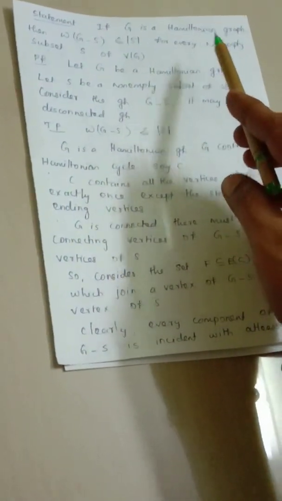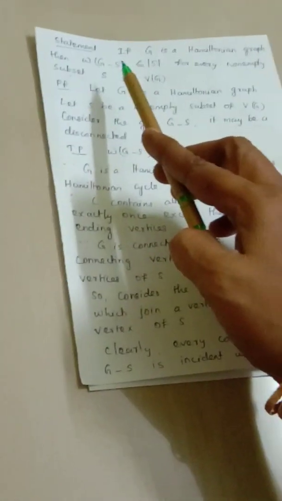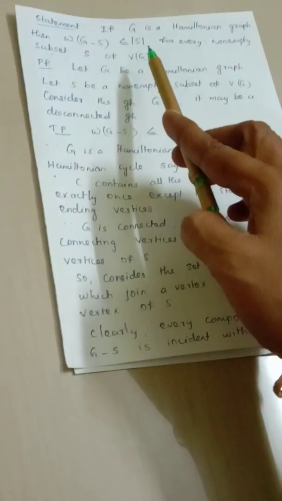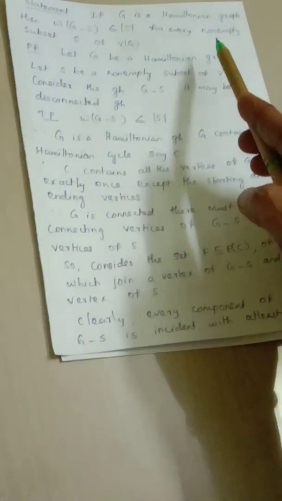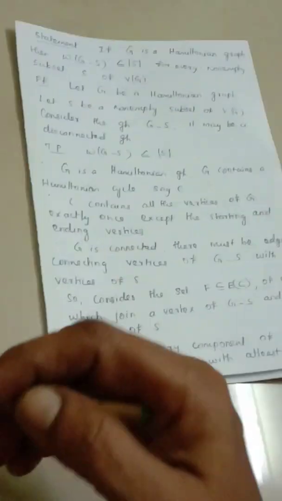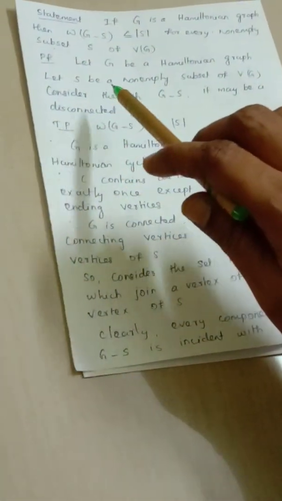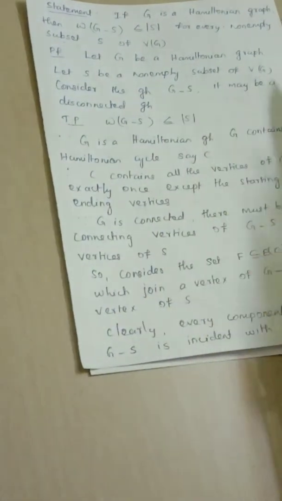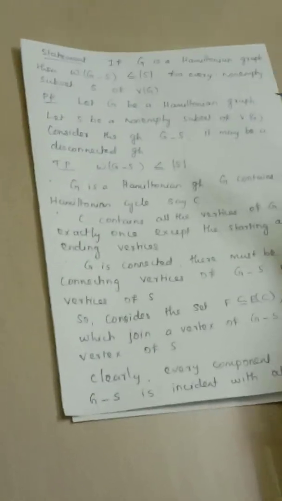So the statement of this theorem is: if G is a Hamiltonian graph, then the number of components of G − S is always less than or equal to the cardinality of S, where S is a non-empty subset of the vertex set of G. To prove this theorem, we are assuming G is a Hamiltonian graph and S is a non-empty subset of the vertex set of G. So we are considering these two.